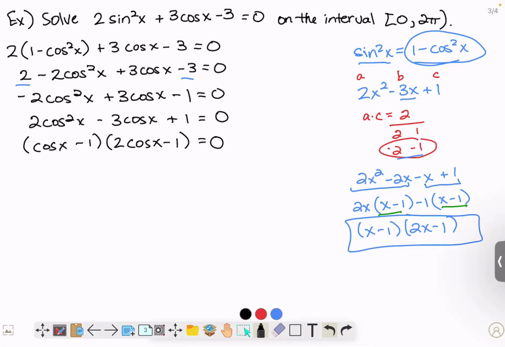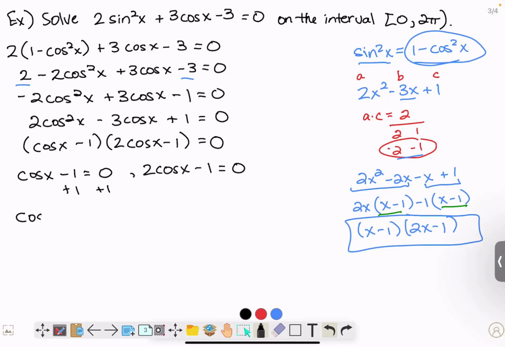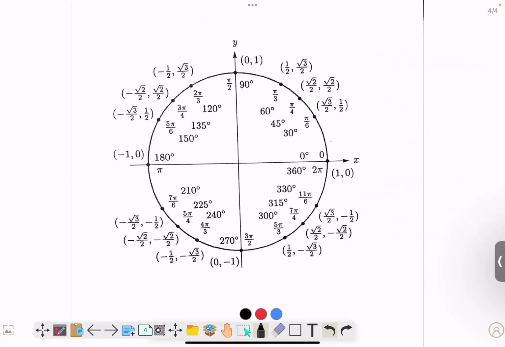Now it's written in factored form. I have two factors that multiply together to give me 0, so I can split them up. Cosine x minus 1 is 0, or 2 cosine x minus 1 equals 0. I'm going to solve these equations individually to get my solutions. Looking at the left one first, to isolate the cosine, I just need to add 1 on both sides. So I get cosine x equals 1, and I'm going to head to my circle to find where cosine equals 1. Cosine is the x coordinate, so it only equals 1 right here.